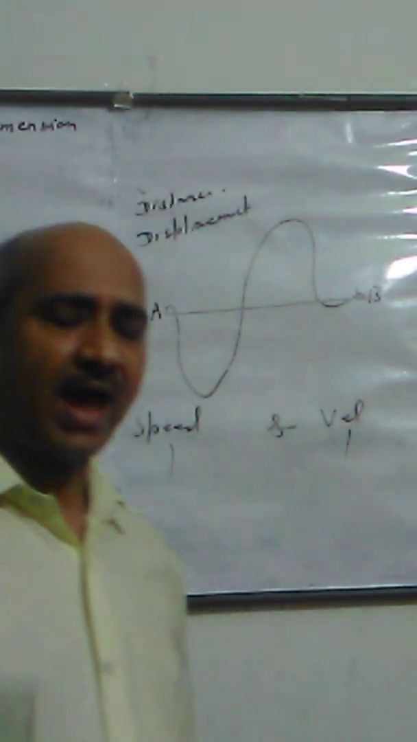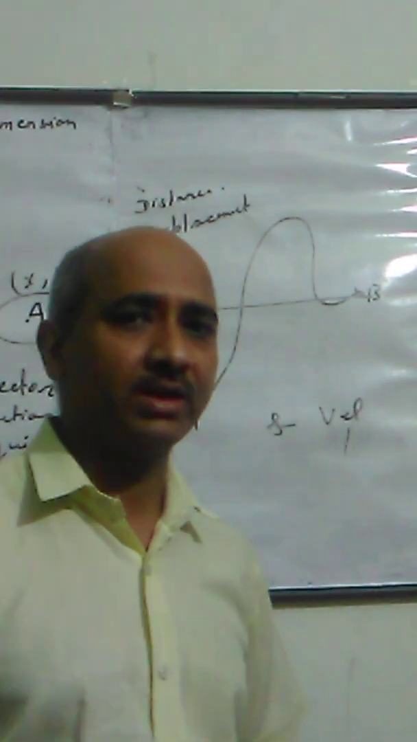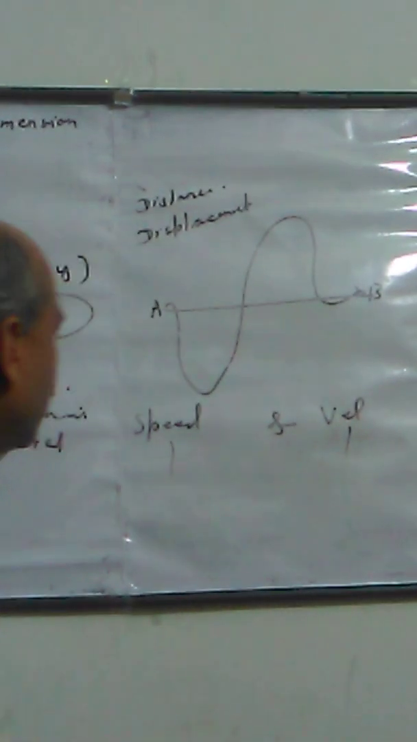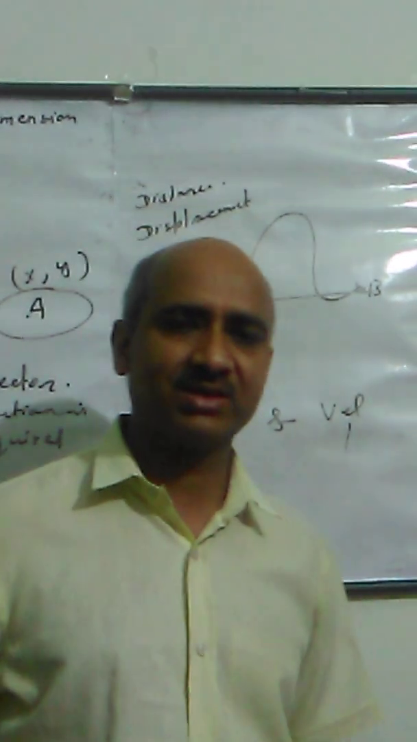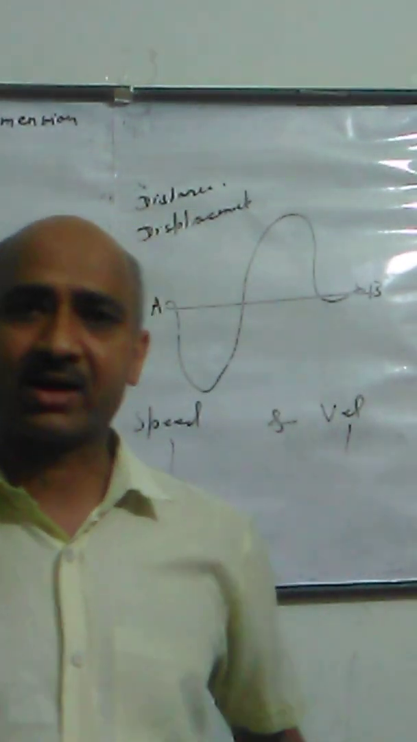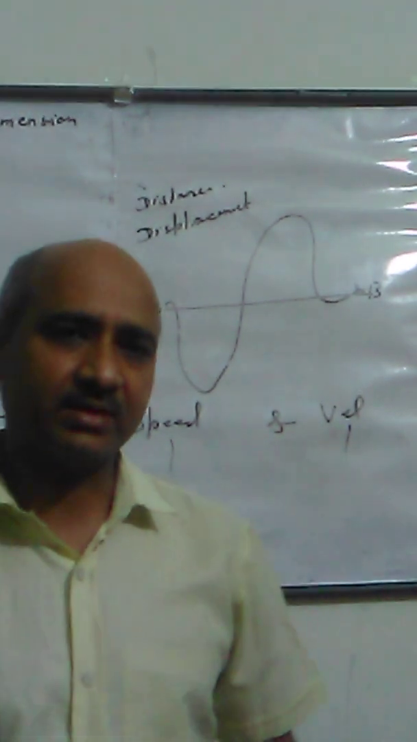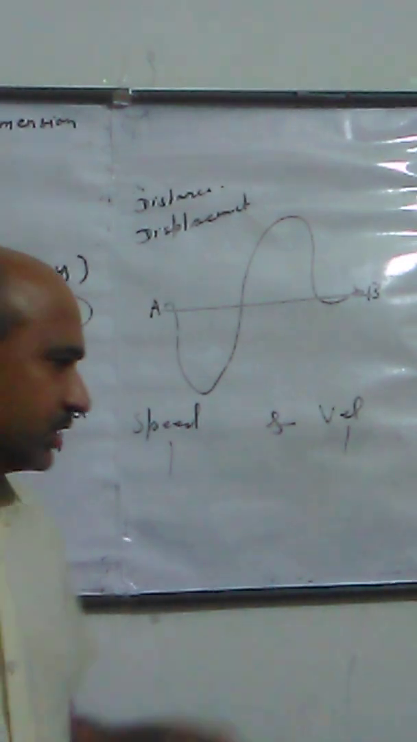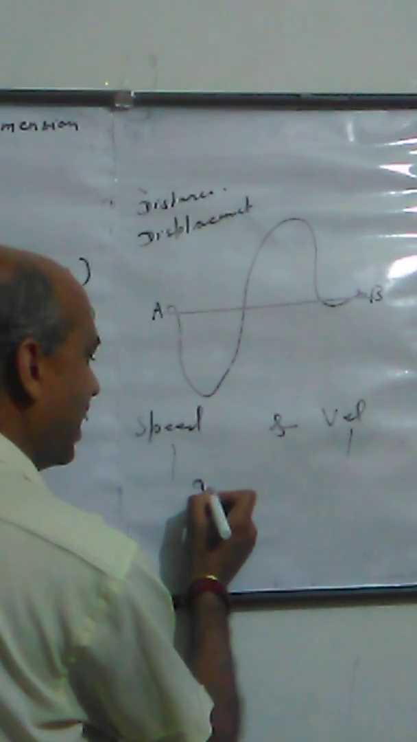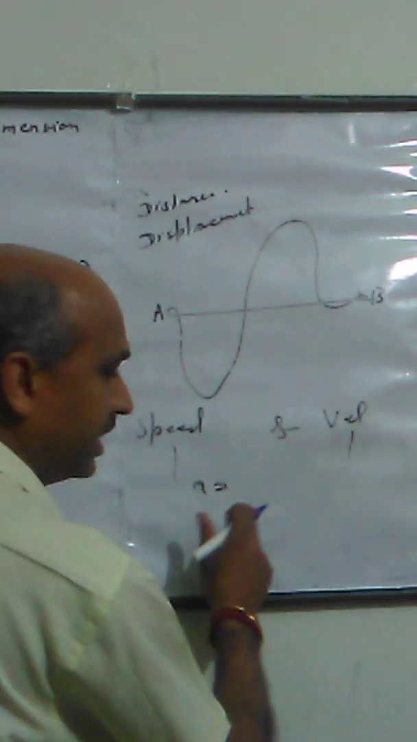After this we have the last term, called acceleration. Acceleration is nothing but the rate of change of velocity. We accelerate our vehicles with the help of the accelerator. What does the accelerator do? It increases and decreases the velocity. Acceleration is represented by a. It is the rate of change of velocity.